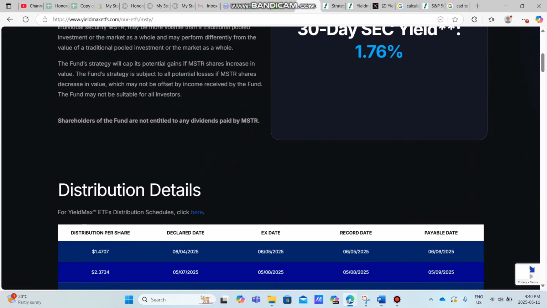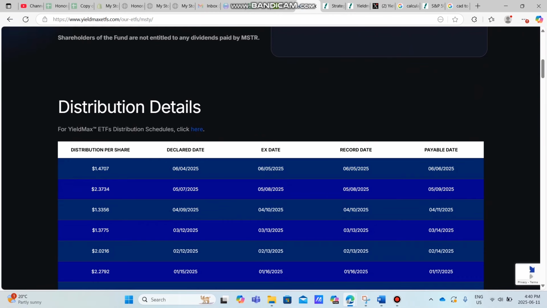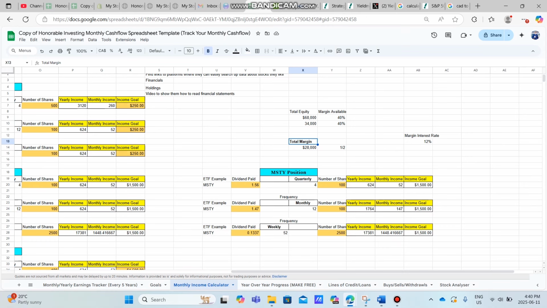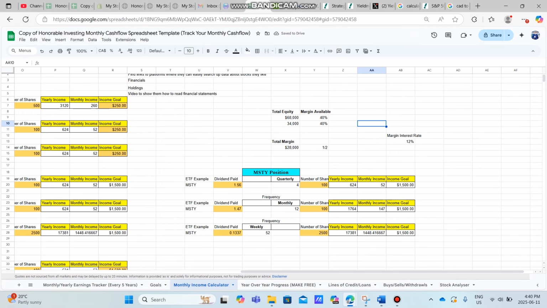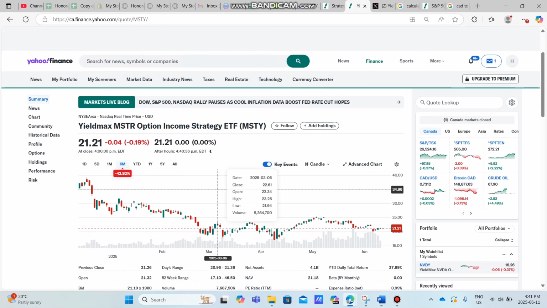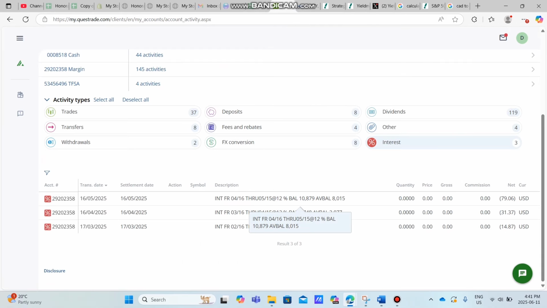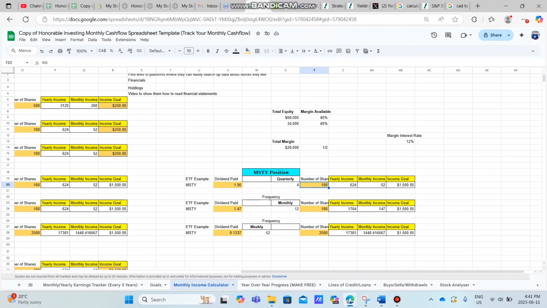MSTY is one of the better paying Yieldmax ETFs when it comes to monthly distributions, okay? And what I was thinking is I want to see, using my margin debt and the strategy that I would use for my account, how many shares of MSTY I would be able to buy. You can also use this for your account. I'm not saying to do this, I'm just showing you simply what I do. I also want to see the comparison: how much will I be paying in interest versus how much I will actually be receiving from MSTY? Will it be profitable? Will it be worth it?